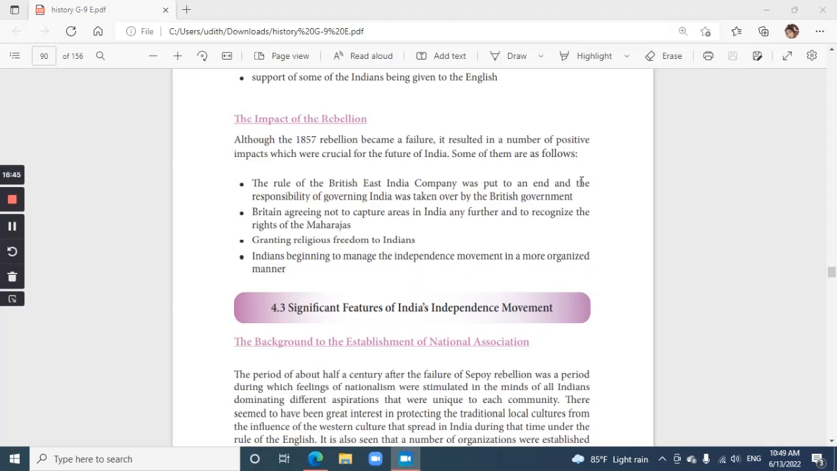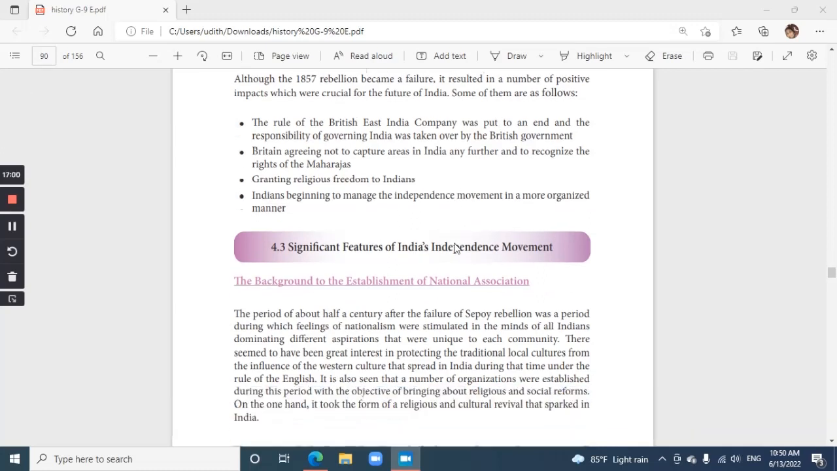The rule of the British East India Company was ended, and the responsibility of ruling India was taken over by the English government. Britain agreed not to capture any more areas in India and to recognize the rights of the Maharajas. That means Britain agreed that they would not capture any further areas in India, but would recognize the rights of these people. Maharajas means the princes.